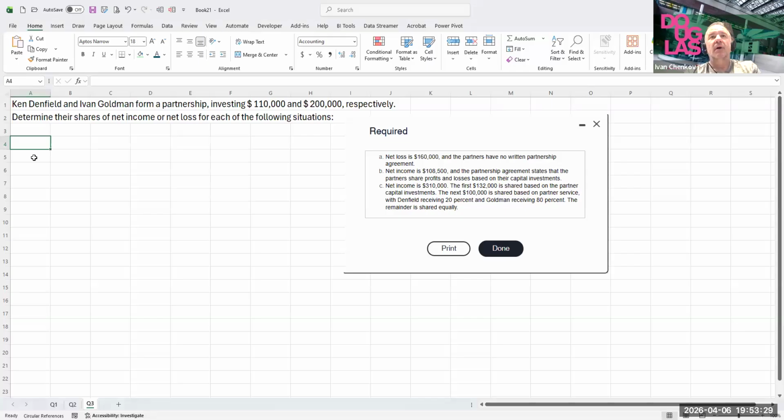Okay, so required. Ken and Ivan form a partnership, investing $110,000 Ken and $200,000 Ivan respectively. Determine the shares of the net income and net losses for each of the following situations. First one, net loss is 160,000 and the partnership has no written partnership agreement. Now, what was the rule? If there's no written partnership agreement, how do they share profit and losses?